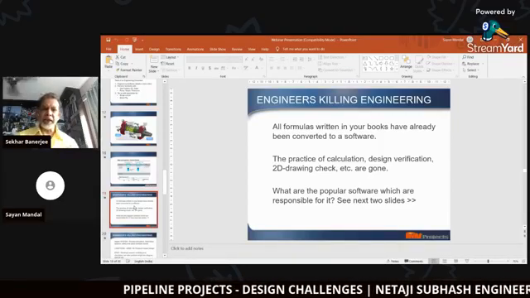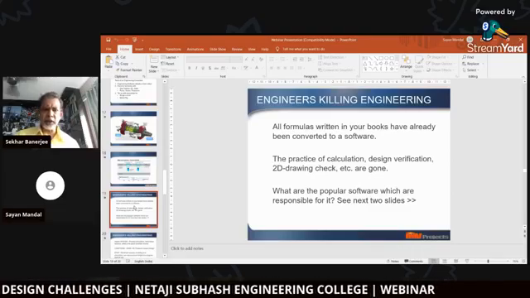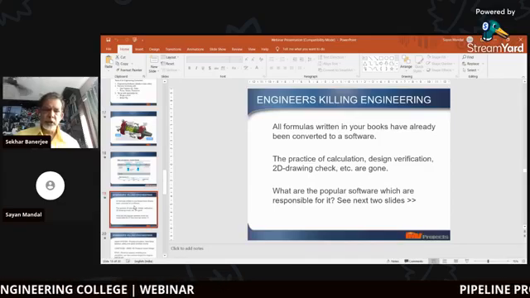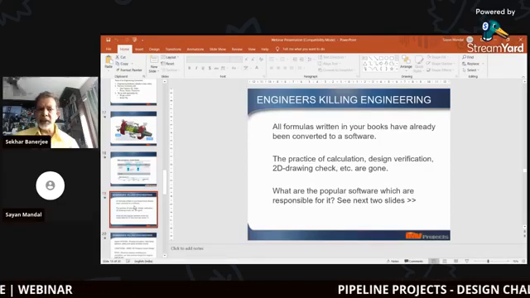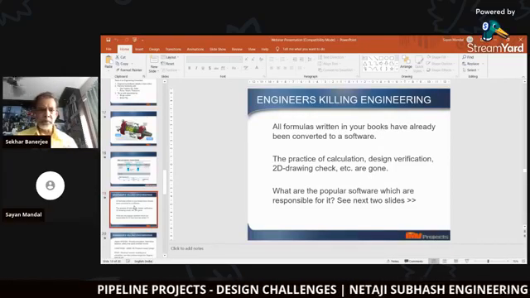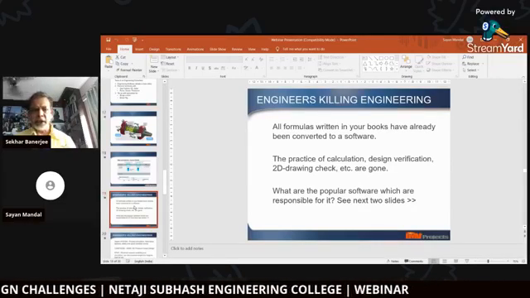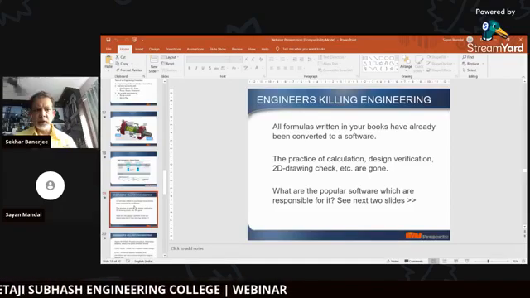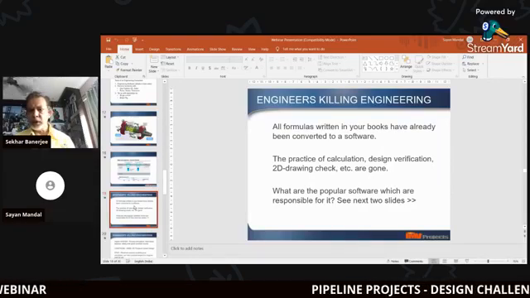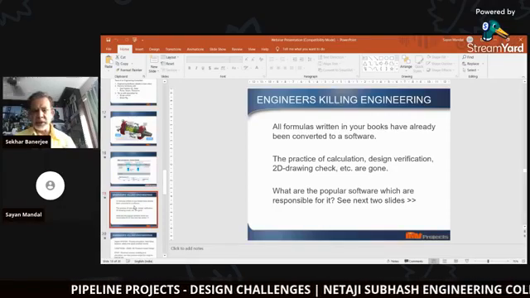Big IT companies have hired thousands of engineers to create programs where you just put in the raw data and you get the results instantaneously. Our old practice was calculating everything, like vessel thickness, pressure, temperature, etc., and having a senior engineer do the design check. Everything is obsolete now. Let me tell you what the popular software are which are being used by these engineering companies. Next slide, please.